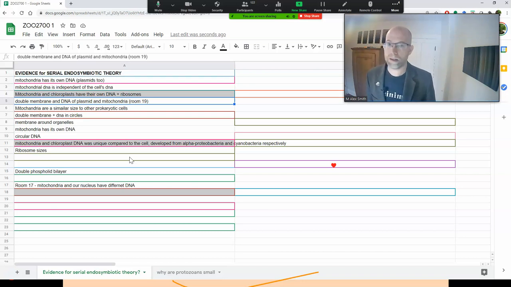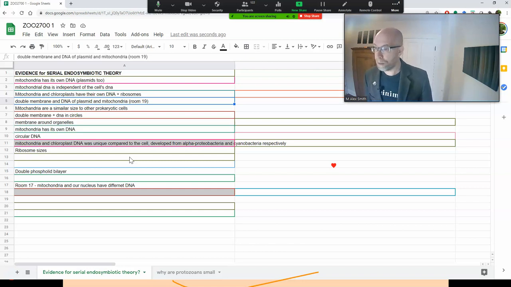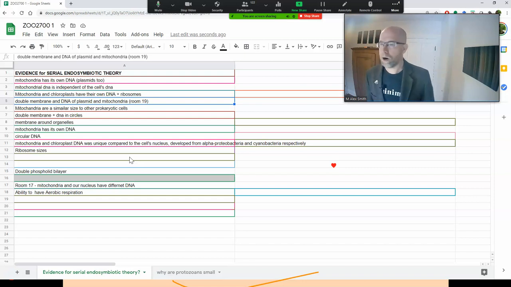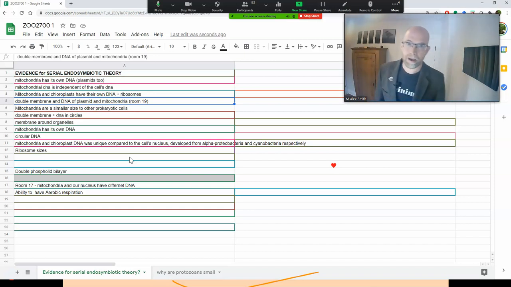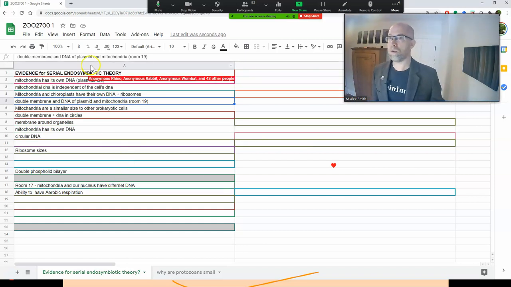Membranes bound around organelles as being vestigial about other earlier independent prokaryotic lineages. Circular DNA, the size of ribosomes, the double phospholipid layer, and room 17, which I guess is code, but it's maybe the room that you were in. But I like it. I will now always remember that mitochondria and the nucleus have different DNA, and I will remember that as room 17. And the ability to have aerobic respiration.